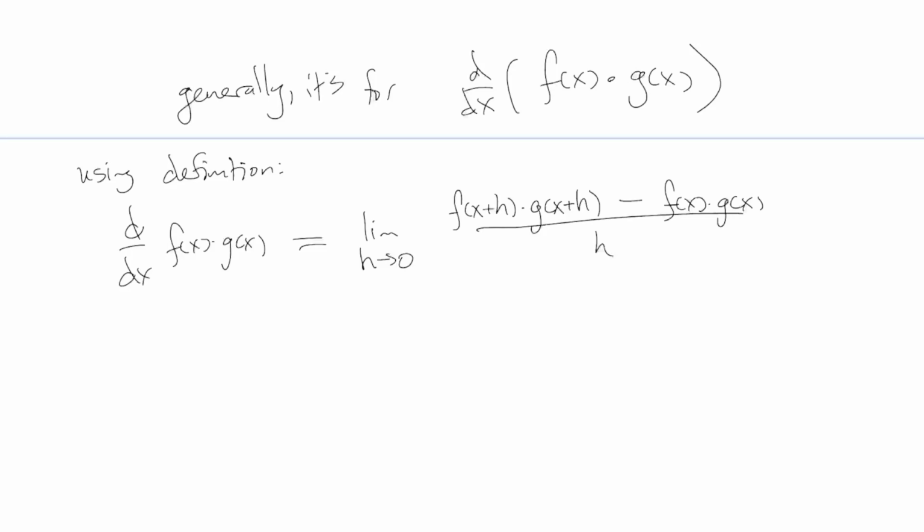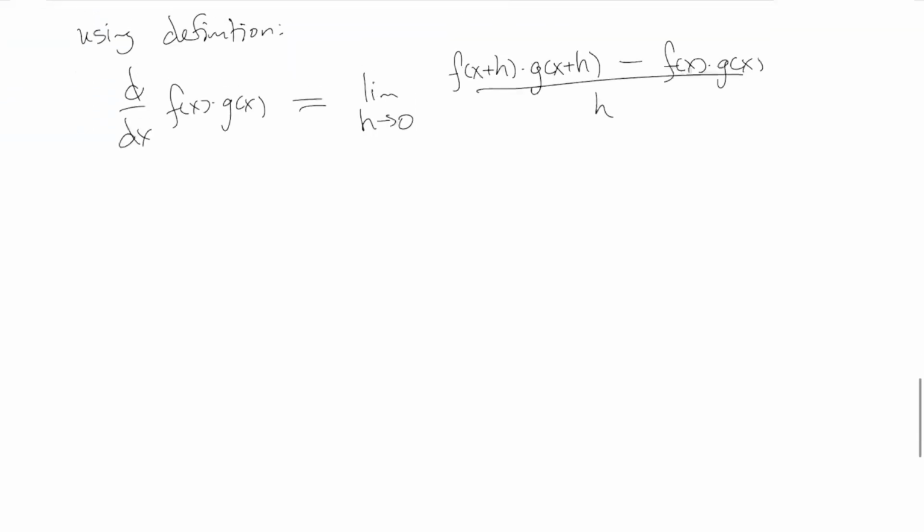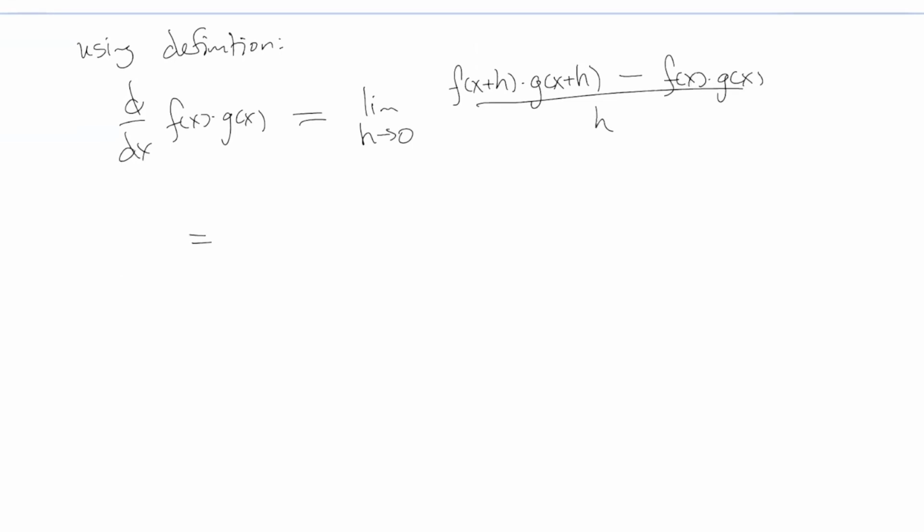And it turns out by doing some cute little tricks, you can simplify that thing and come up with a nicely formed, simple rule. So here are my cute tricks for this fraction. I'm going to do the old add and subtract the same thing. So it'll say f of x plus h times g of x plus h.